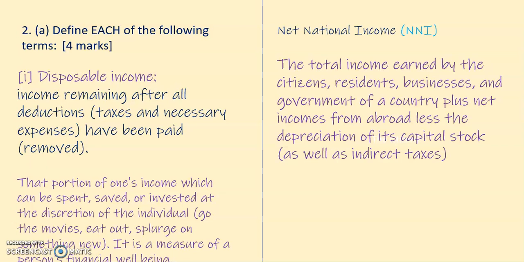All right, so we can write that then as NNI, net national income, is equal to the GDP plus the net incomes from abroad minus depreciation. And as I said, you can stretch it out by taking away the indirect taxes as well. All right. So that is question 1 and not question 2. I don't know why I put question 2 there.